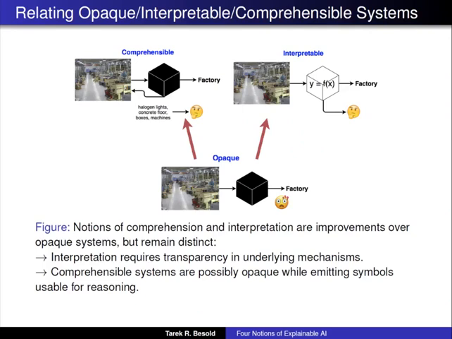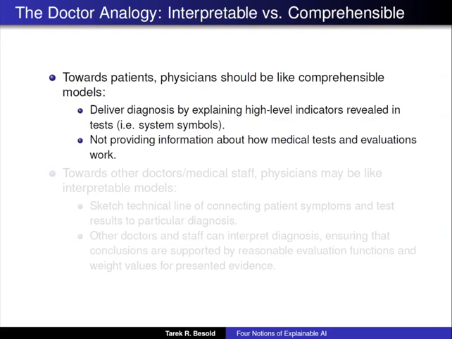Still, an important difference: interpretability requires model transparency. Comprehensibility can still be a completely opaque black box. It's just that the system writes out something, and you have to bona fide trust that this somewhat relates.